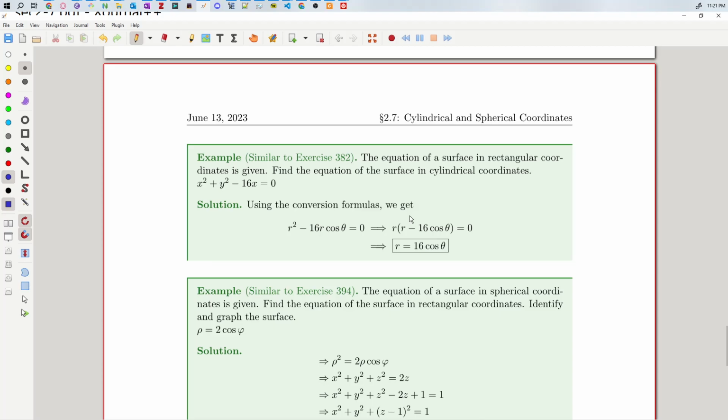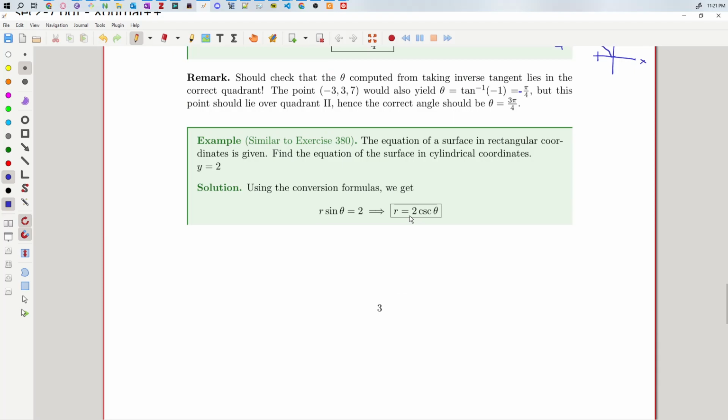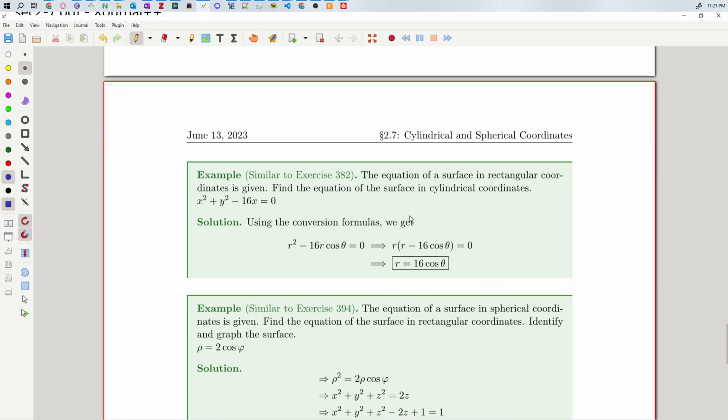Okay. We want to do the same thing here, rectangular to cylindrical. This time, if you can visualize this, notice that there's no z, in which case this looks like a circle. In fact, let's discuss how you can visualize this. By completing the square, we'd get x squared plus y, let's see, so that is 16, divided by 2, we get 8.